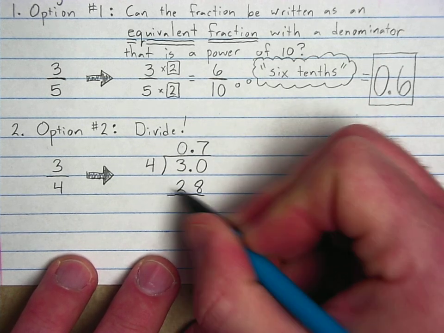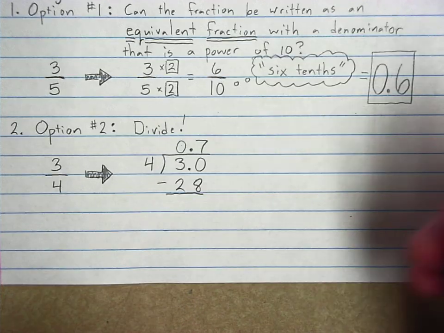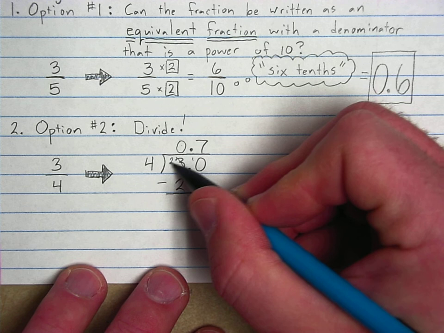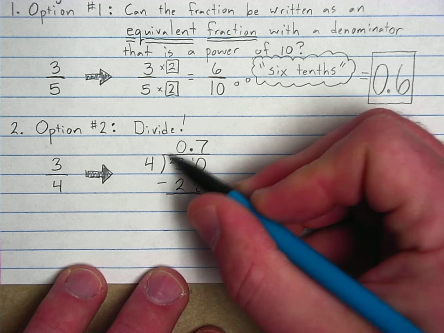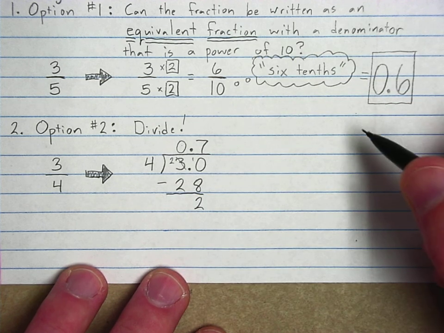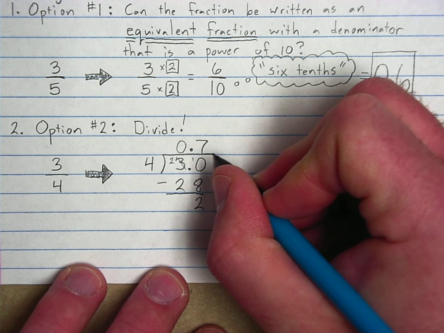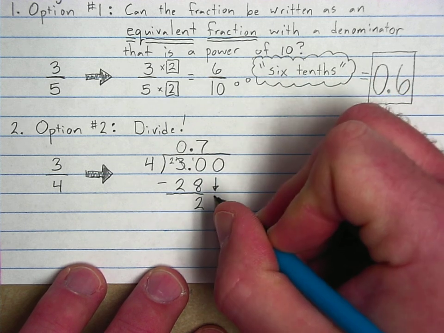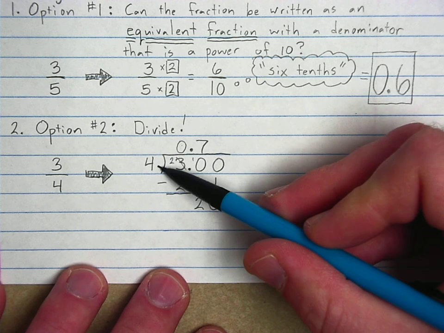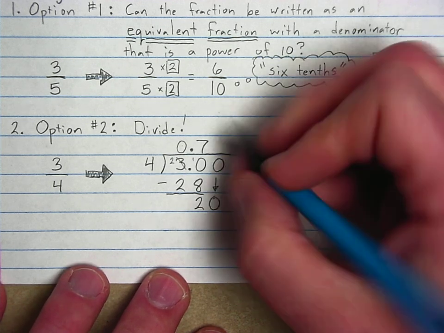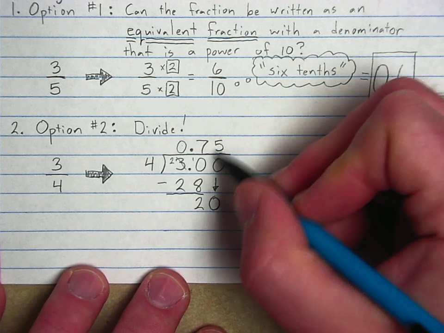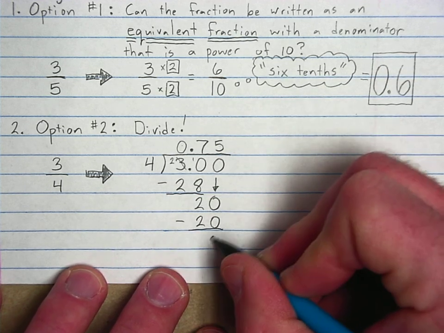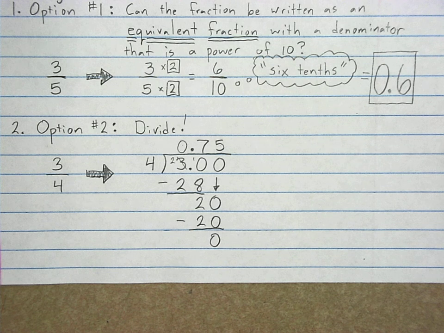I'll subtract that from 30, temporarily ignoring the decimal point. Go ahead and borrow. 10 minus 8 is 2. 2 minus 2 is nothing. All right, looking good so far. Add another invisible 0. Bring it down. 4 will go into 20. Well, we said this one already. It'll go in 5 times. 5 times 4 is 20. Subtract those out, and we're all done.